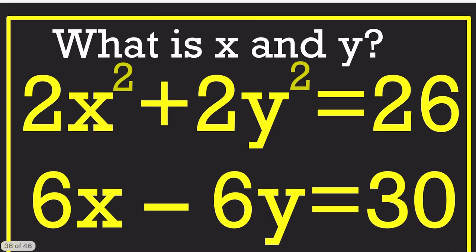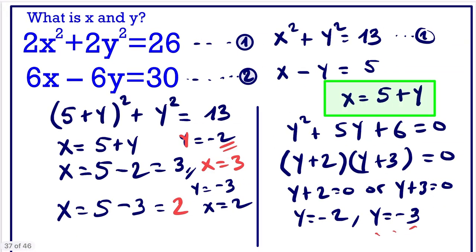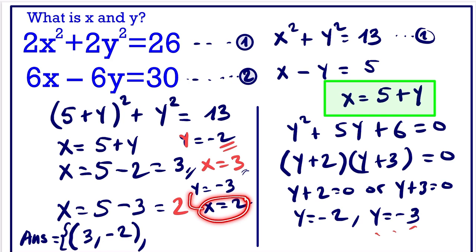To write our solution for the equation, we are going to have our answer. Write the value of x first. So x here is 3, and y is minus 2. And when x is 2, we can see it here, y is minus 3.